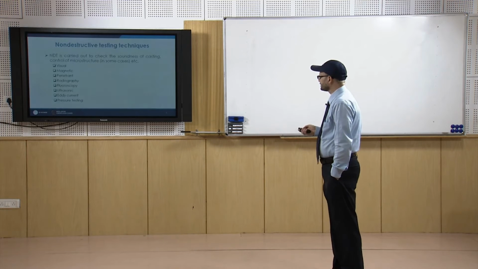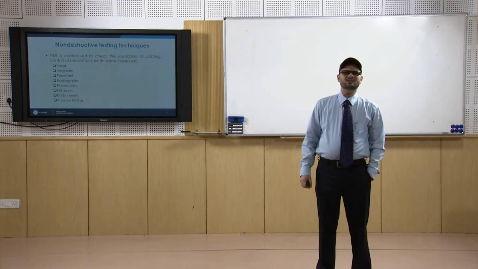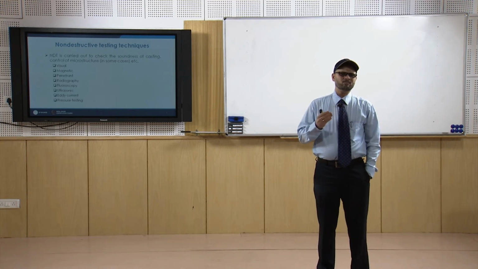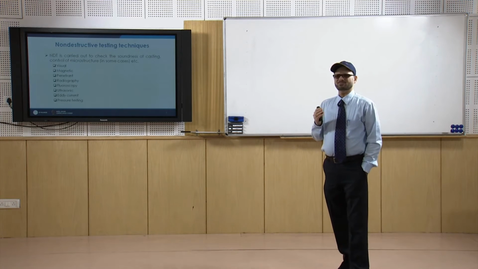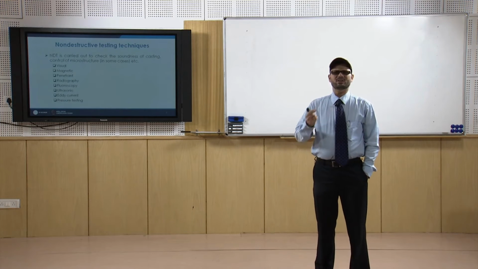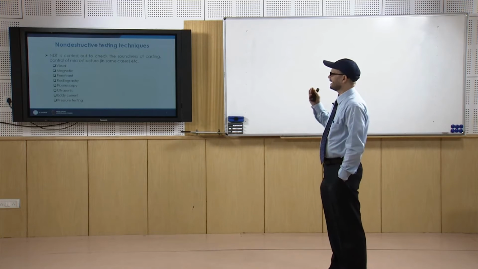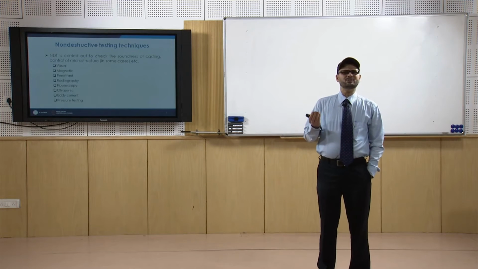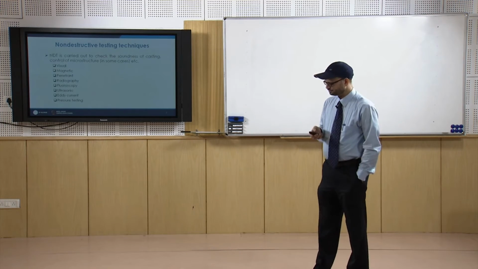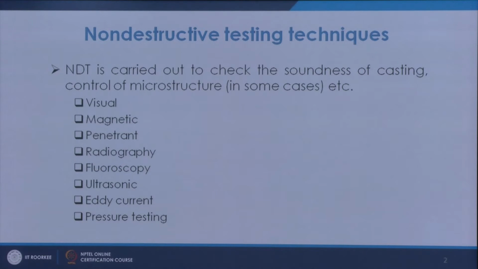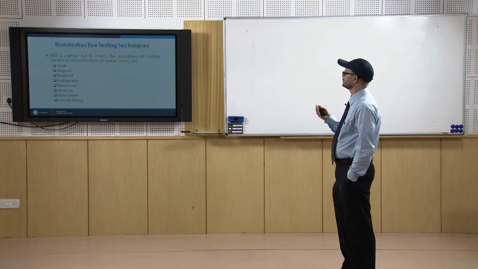So, in fact, there are non-destructive testing methods which basically check whether the casting has any defect or is defect free. For critical components, especially if there is any crack inside the casting or any kind of imperfection which cannot otherwise be seen, the non-destructive testing methods are adopted. Non-destructive testing methods are used to check the soundness of the casting, control of microstructure in certain cases, and so on, like coating thickness.